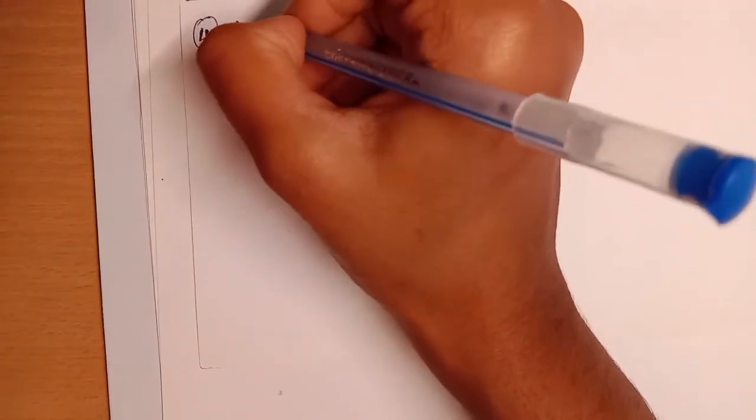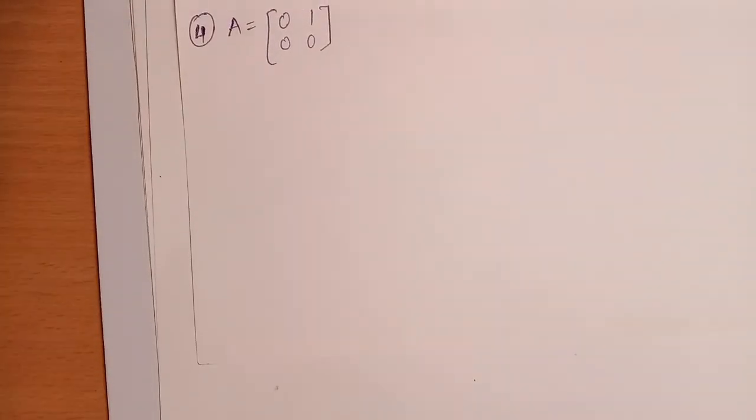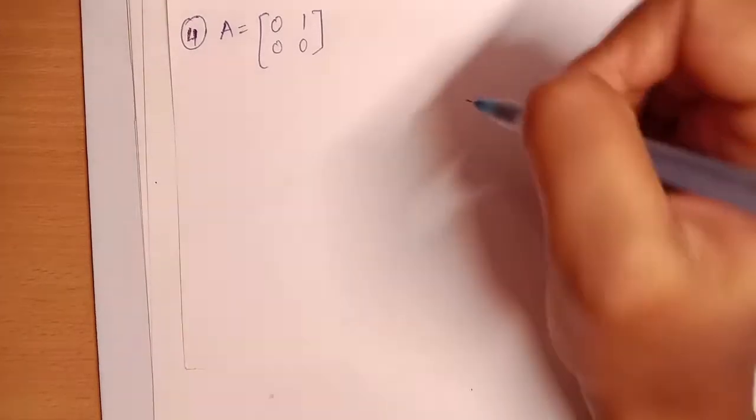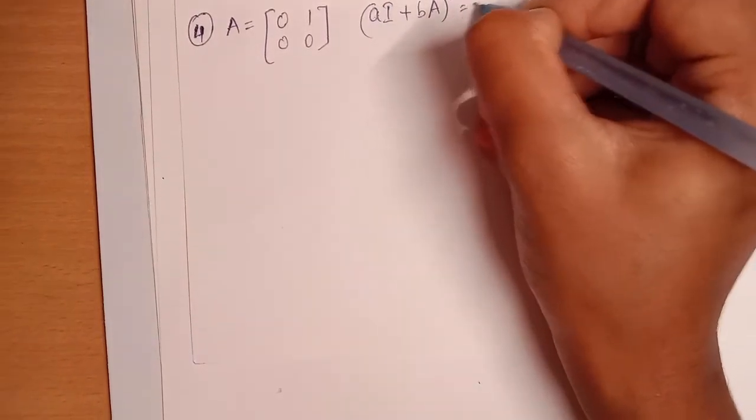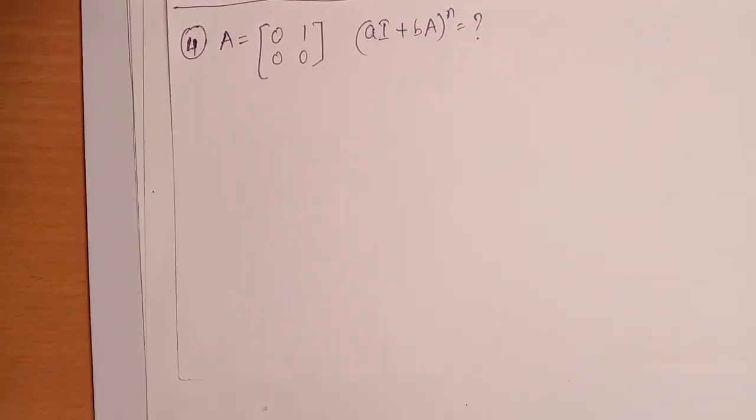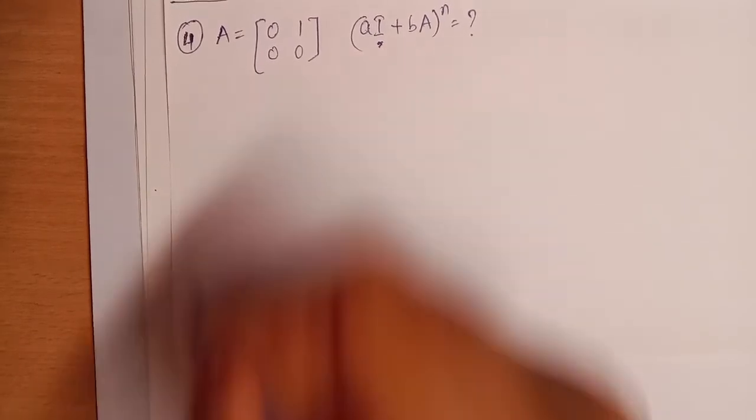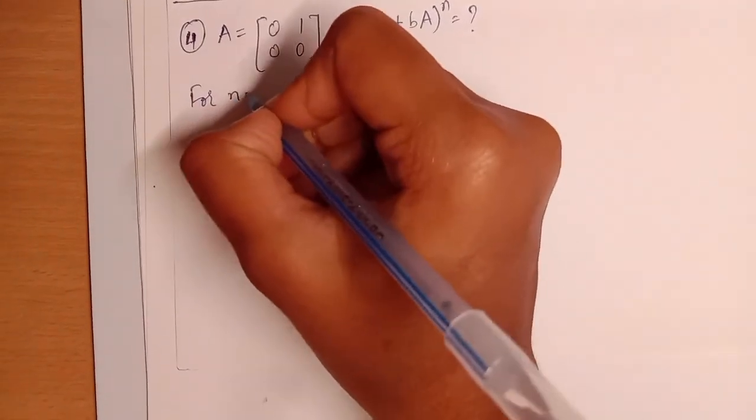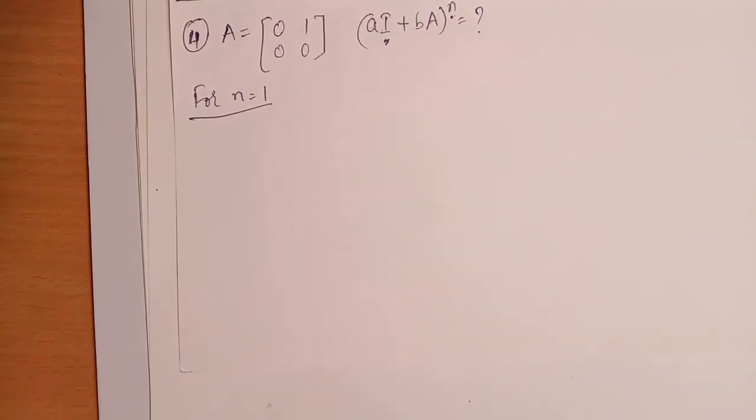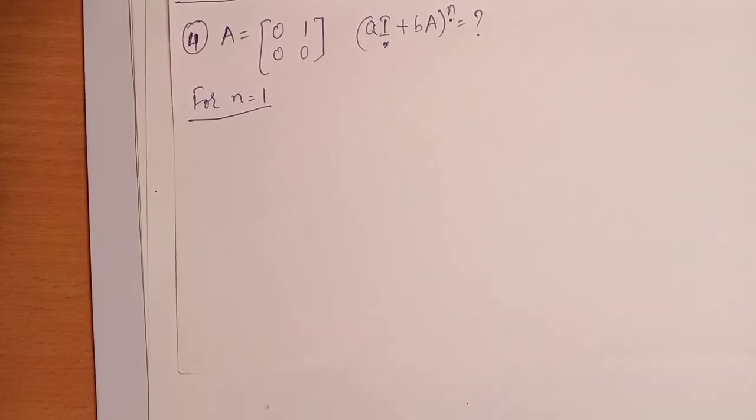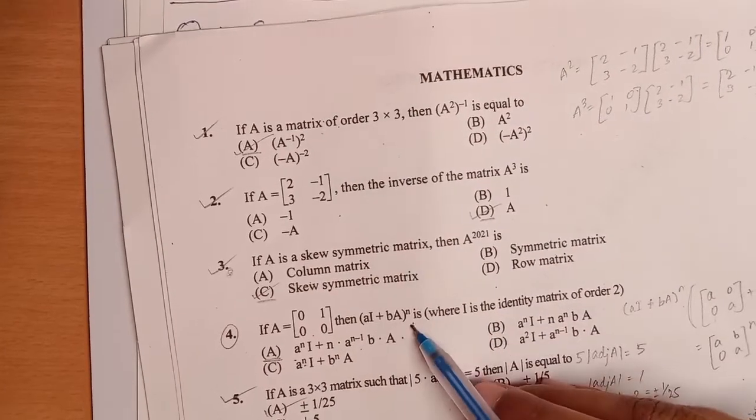Fourth one, A is equal to 0, 1, 0, 0. This is what is given. And then we have to find (A into I plus B into A) whole to the power n, where I is the identity matrix of order 2. So let's take n is equal to 1. We are putting n here. We are trying to do it by the hit and trial method, using the options to find the answer for n.